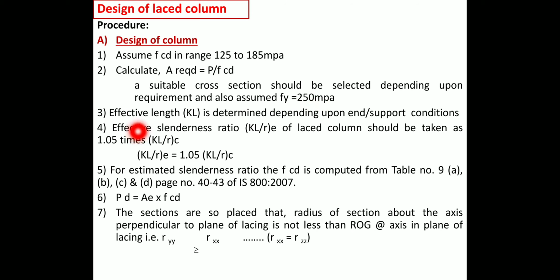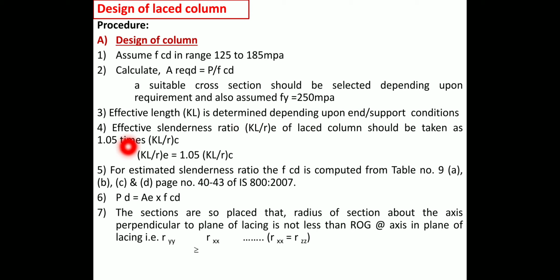Then the third step is to determine the effective length. We can determine it by using KL, which is determined on the basis of end support conditions. The end support condition may be roller support, hinge support or fixed support.